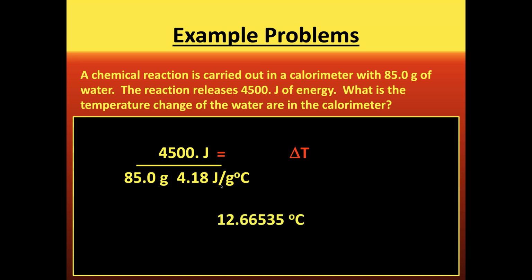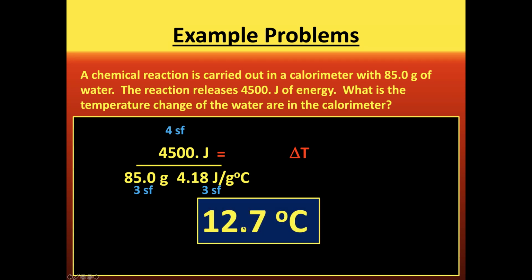Now, how many sig figs? 4,500 with a decimal point is 4 sig figs. 85.0 is 3 sig figs. 4.18 is 3 sig figs. So we count in 3 sig figs, but note there's a 6 in the next place, which will round 12.6 to 12.7 degrees Celsius. Now we can take this one step further.